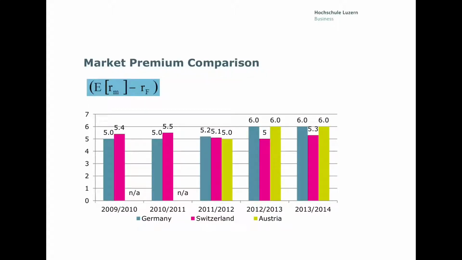The second component of the CAPM equation is the market risk premium. The market risk premium is the difference between the expected return on the market portfolio and the risk-free rate. The market risk premium is time-varying as well and differs among various economies. The graph on this slide illustrates this fact for Austria, Germany, and Switzerland.